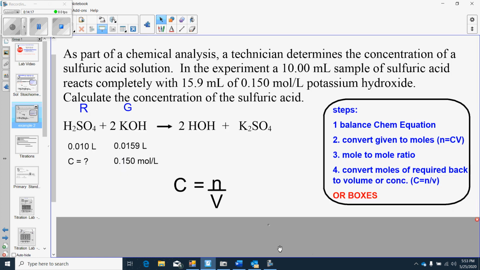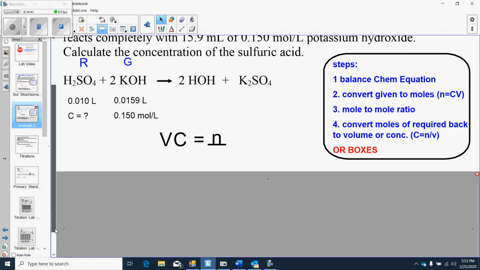Our formula here is going to help us get started, and that's why I always put it right here in our steps. So we've got our balanced chemical equation. Now we want to convert our given to moles. So this is our given substance. We know our volume, and we know our concentration. We need to get it to moles, right? Concentration, moles, moles, concentration. So if we rearrange it, V and then C. So that's how our boxes will start out all the time.